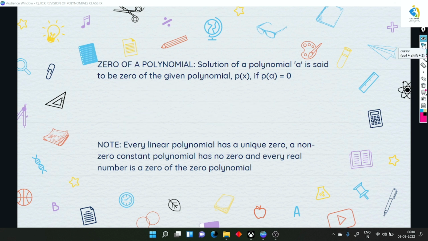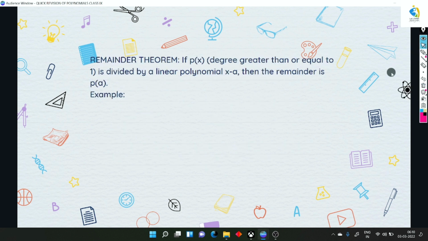Let's go on to the other one. Remainder theorem. What this remainder theorem states, if p of x is a polynomial whose degree is greater than or equal to 1, okay, and just write it down as p of x is a polynomial whose degree is greater than equal to 1, and if this p of x is divided by x minus a, then the remainder जो हमें मिलेगा, that will actually be p of a.